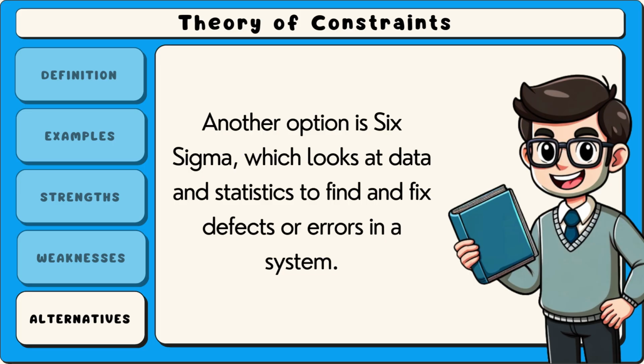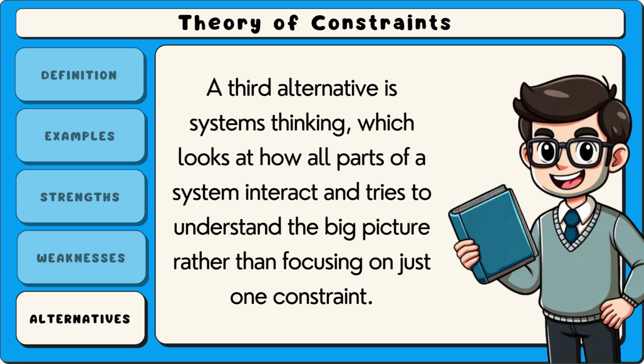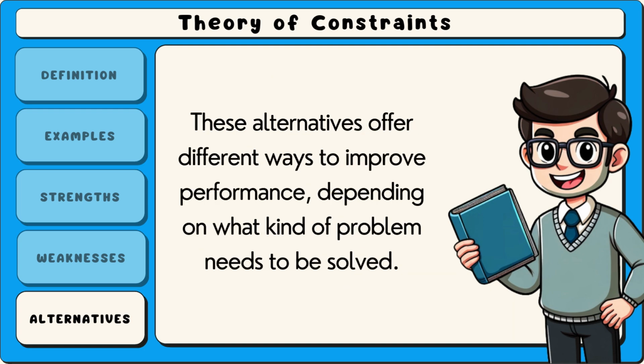A third alternative is systems thinking, which looks at how all parts of a system interact and tries to understand the big picture rather than focusing on just one constraint. These alternatives offer different ways to improve performance, depending on what kind of problem needs to be solved.